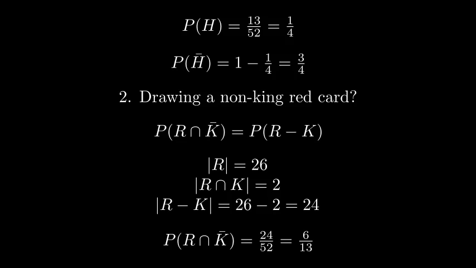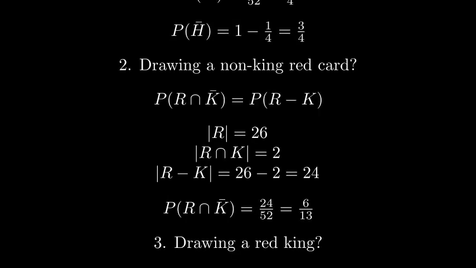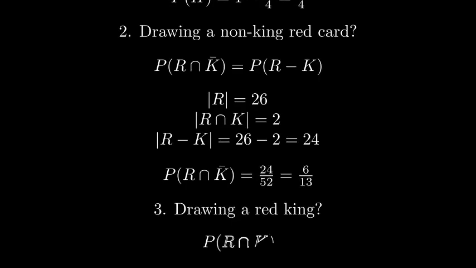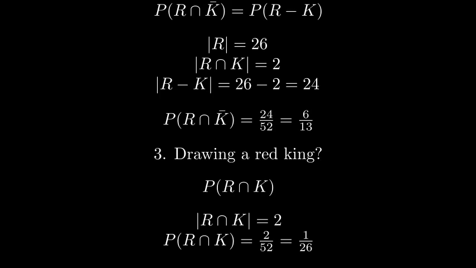Now, let's look at a simple intersection. What is the probability of drawing a red king? This is the probability of the intersection of the set of red cards R and the set of kings K. We need to find the cards that are in both sets. The kings are the king of spades, king of hearts, king of diamonds, and king of clubs. The red cards are all hearts and diamonds. The cards that are in both sets are the king of hearts and the king of diamonds. There are exactly 2 red kings, so the probability is 2 out of 52, which simplifies to 1 out of 26.